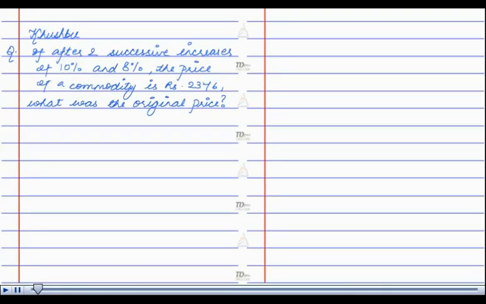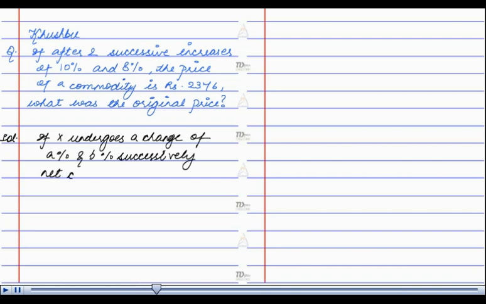Hello, I am Khushbu. The question is, if after two successive increases of 10% and 8%, the price of a commodity is rupees 2,376, what was the original price? We know that if a variable X undergoes a change of A% and B% successively, then the net change is given as A plus B plus AB by 100.